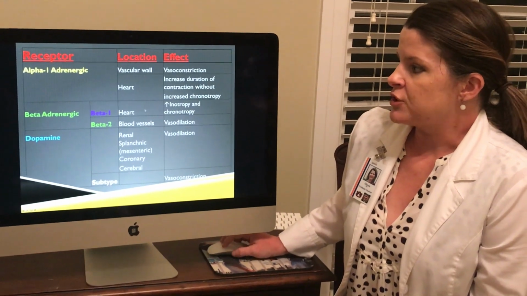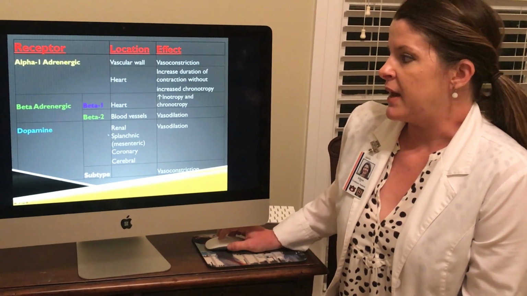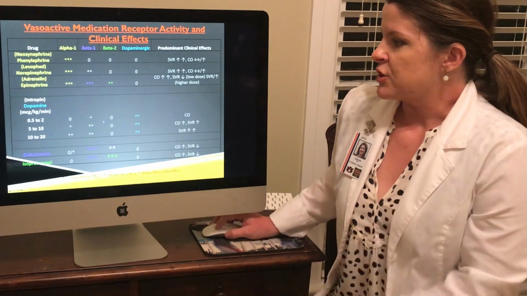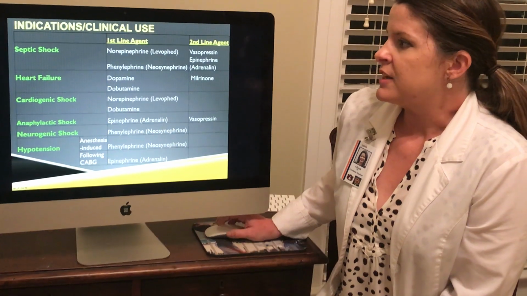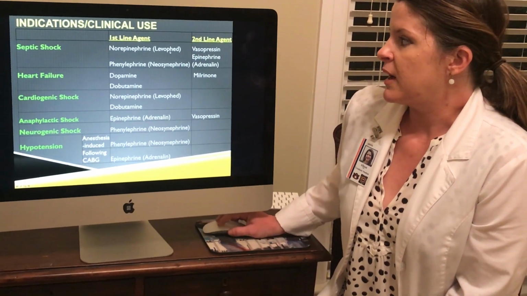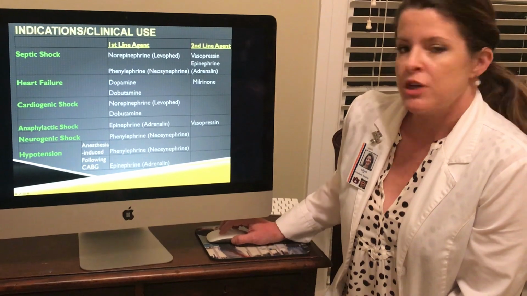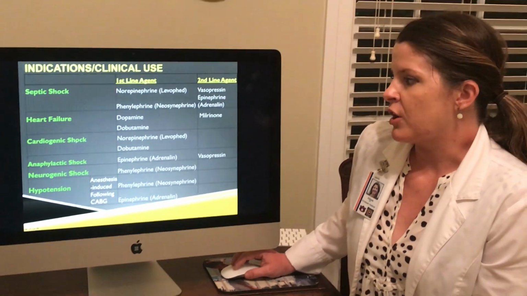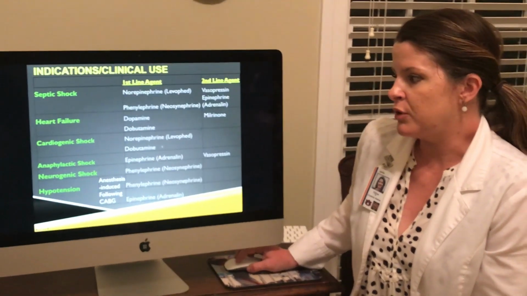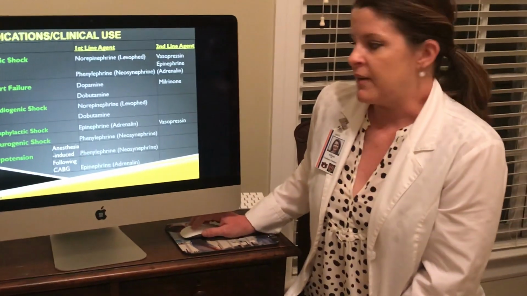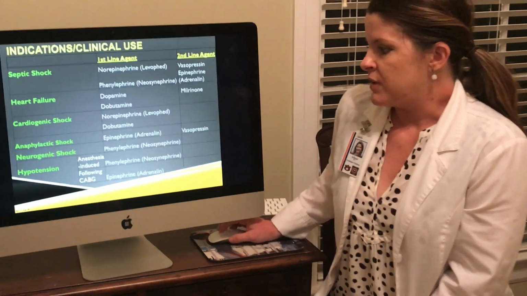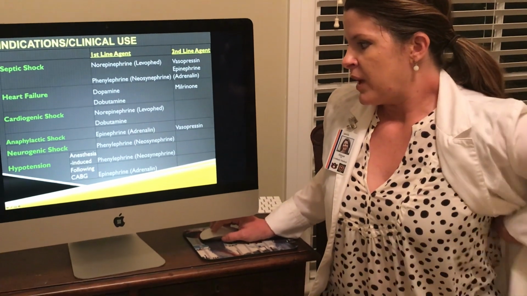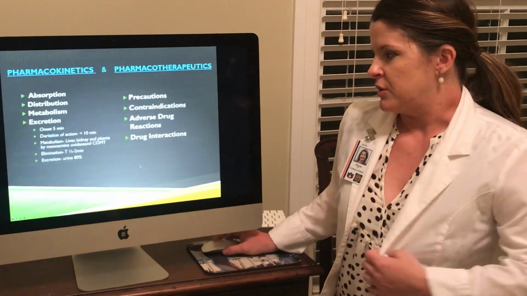Here again, we have the alpha adrenergic effects and the beta adrenergic effects, and again, it's described in this line. For the clinical indications, we have septic shock, which can be treated by Levophed and Neo. Heart failure, dopamine and dobutamine. For cardiogenic shock, we have Levophed and dobutamine. For anaphylactic shock, we have epinephrine. And for neurogenic shock, we have Neo. I remember that by N: N is neuro and Neo. And then we have Neo for hypotension and also adrenaline.